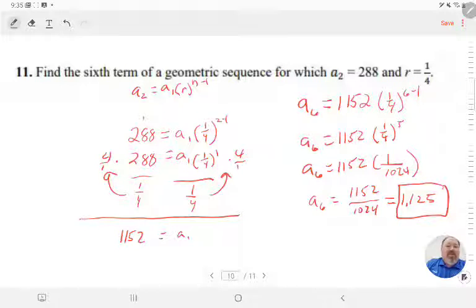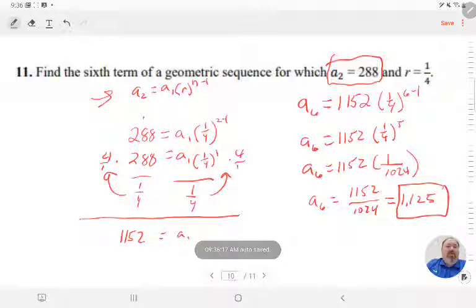All right, let's see how you did. So in this one, they're giving you the second term. So the first thing you have to do is find the first term. So remember, this is the formula to find the second term. So we plug 288 in, because we're looking for the second term, which would be the first term times 1/4, the common ratio, to the 2 minus 1, or first power. Now, you would divide both sides by 1/4, but remember that's multiplying by the reciprocal. So it'd be 288 times 4, which would give me a sub 1, the first term, as 1,152.